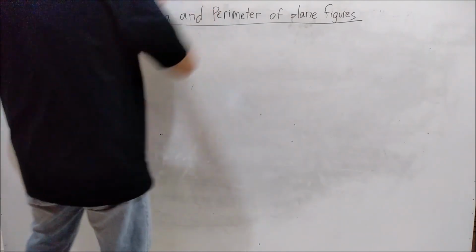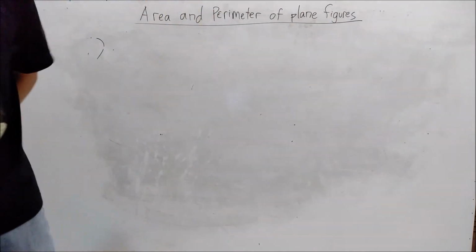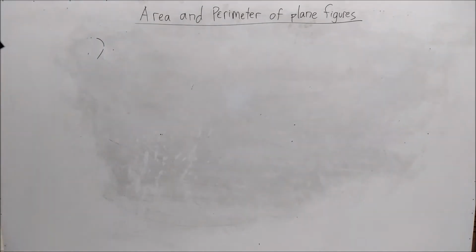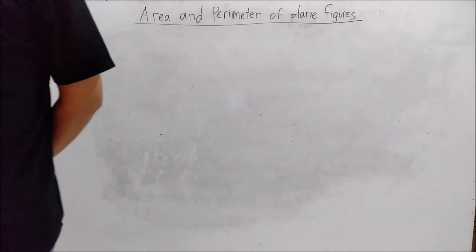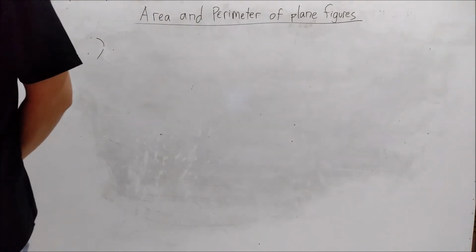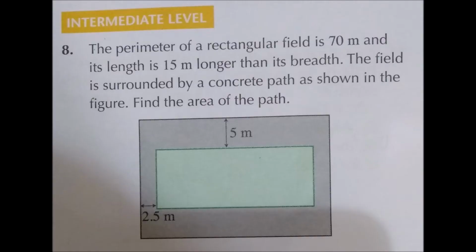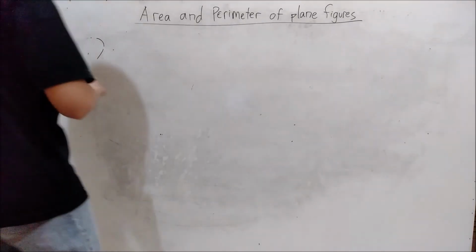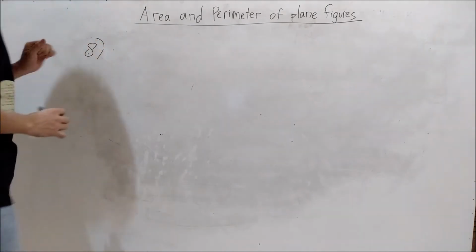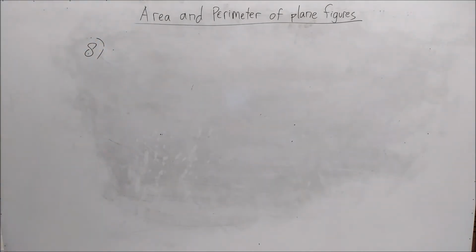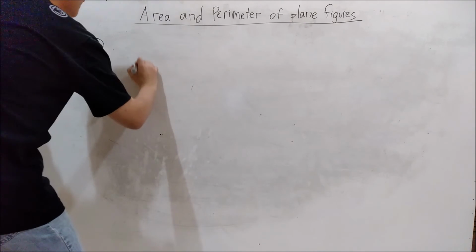Let's see the question in number 8. The perimeter of a rectangular field is 70 meters and its length is 15 meters longer than its breadth. The field is surrounded by a concrete path as shown in the figure. Find the area of the path. Well, great. So in number 8, we have this rectangular field.